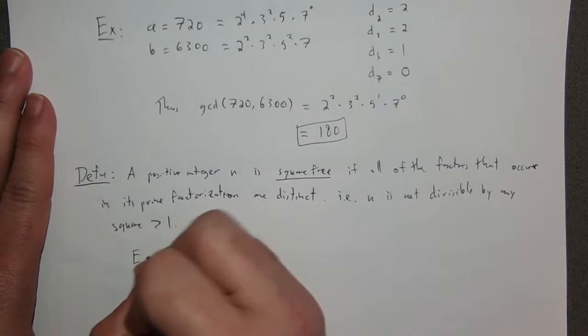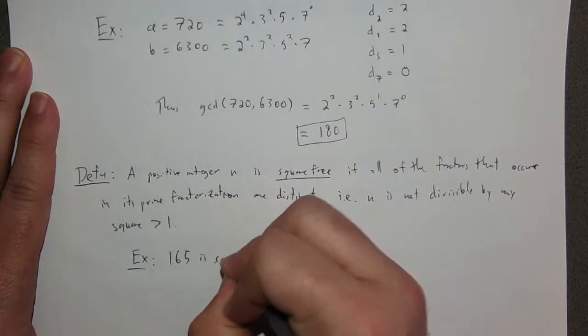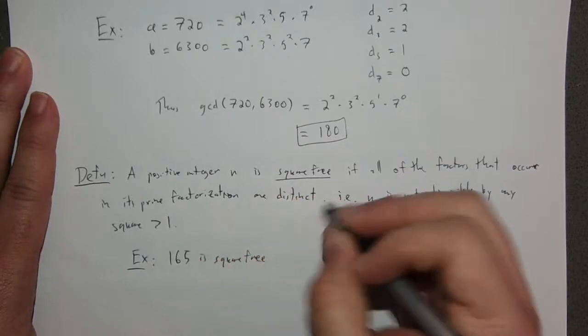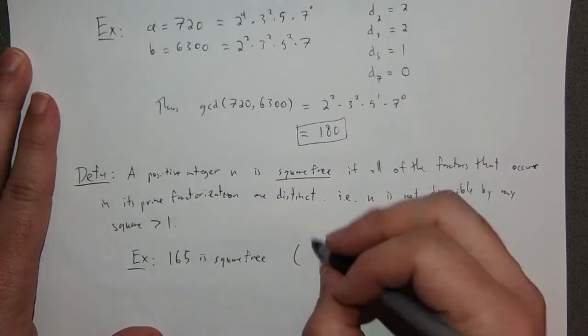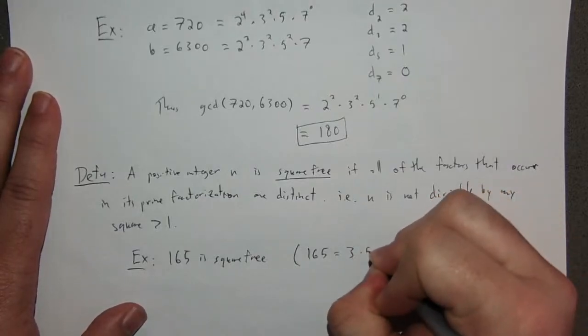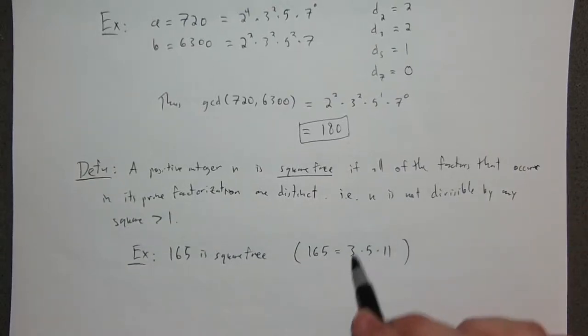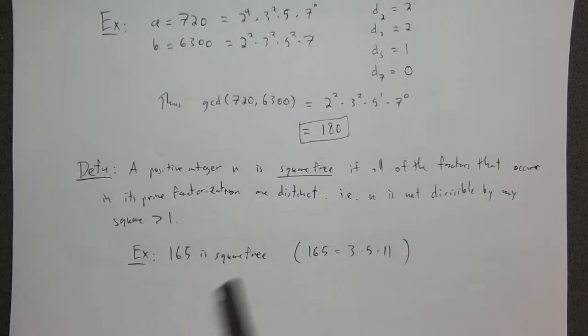So, a quick example here. 165 is square free. The reason why it's square free is if I write out its prime factorization, the prime factorization of 165 is 3 times 5 times 11. So I can just see that none of these have power 2 or greater. So what this is saying is that in your prime factorization, you don't have copies of the same prime showing up, because the second you do, then you are divisible by some square that's bigger than 1.